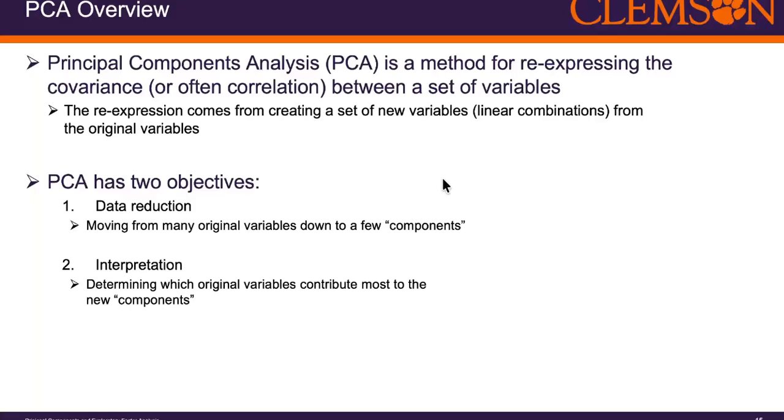So there are two objectives in principal components analysis. The first is data reduction, moving from many original variables down to a few components. Again, that example with 400 variables: you could choose to summarize those 400 with 10 components, 10 linear combinations of the 400. Sometimes it is also used for interpretation, determining which original variables contribute most to each component.